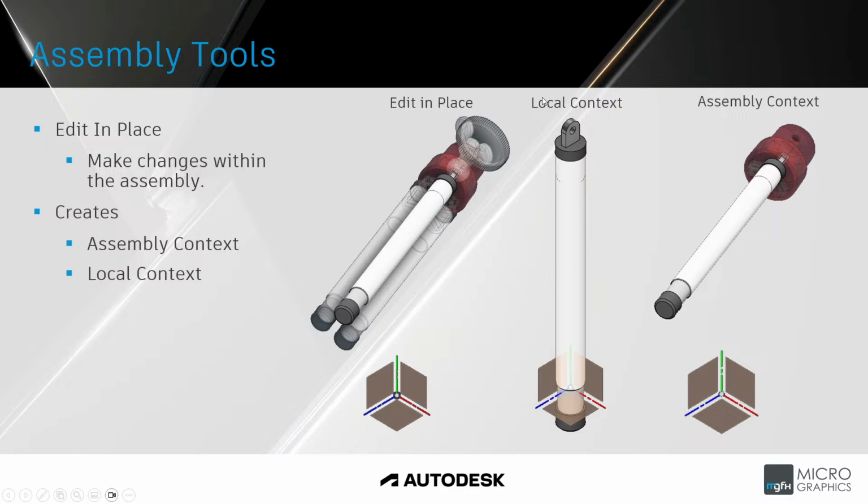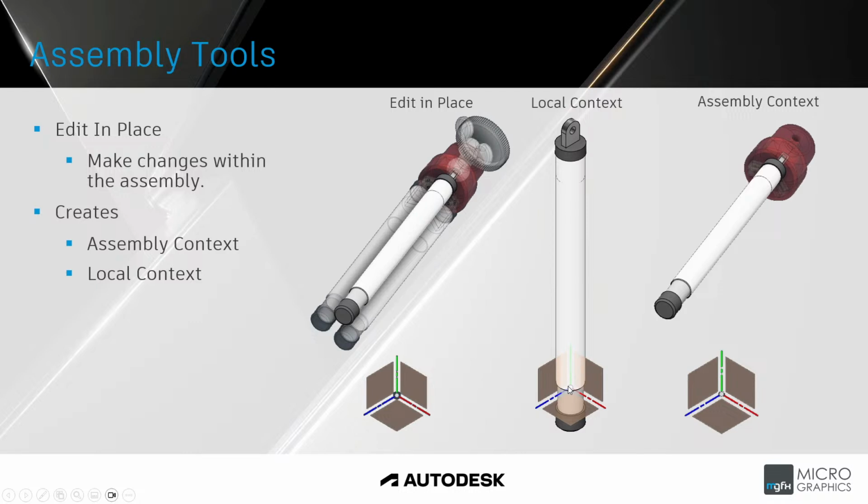But if we look at the local context, essentially if we open up that tripod leg as its own file, we will see that it was designed with the origin based at the bottom of the outer tube of the leg. So we've got the origin there. So when we open this file up, we will have the local context of how that subassembly was designed. So it was designed with the origin at the base of the outer tube.